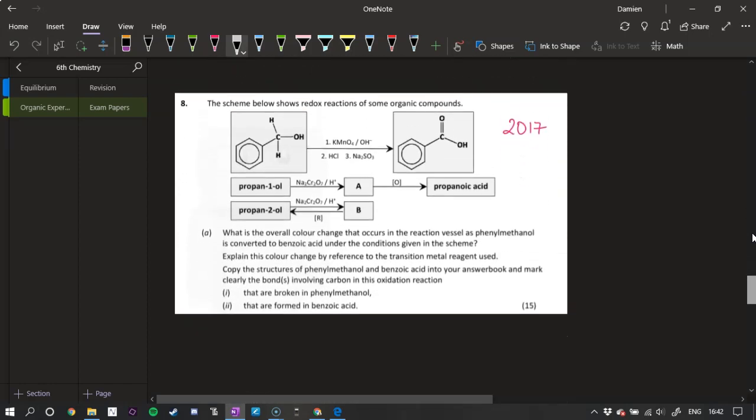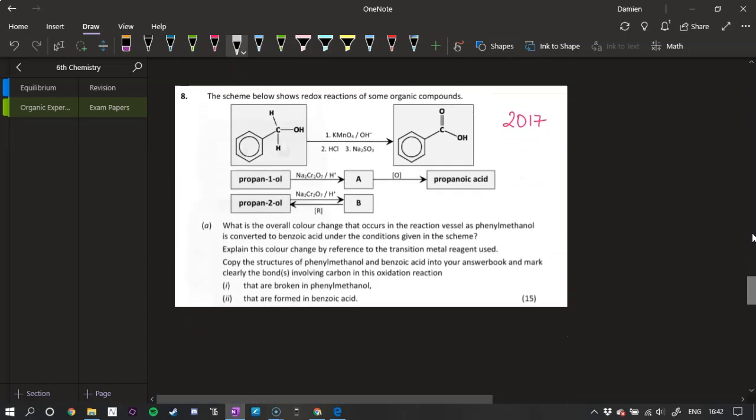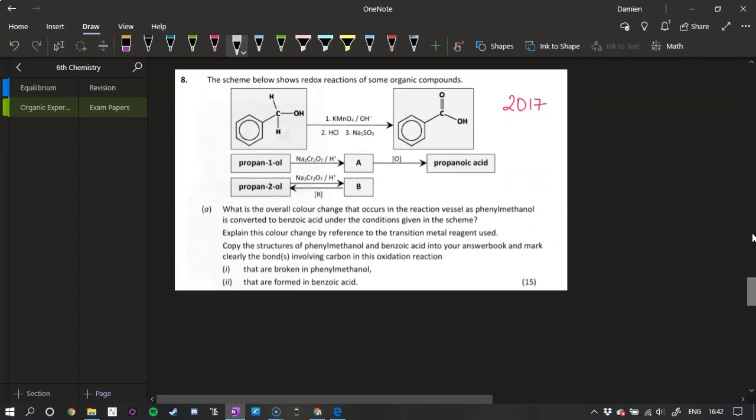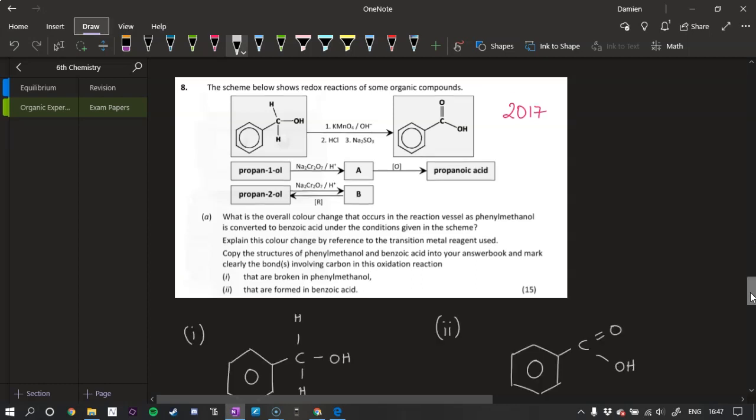Next, question 8, and we're on to 2017. The scheme below shows redox reactions of some organic compounds. Have a quick read through that question and we'll be back in 1 second. So the first part of question 8 is about the experiment, and I'll be going through that full experiment in a later video. The one I'm interested in is really the reactions for the moment. So at the moment I'm interested in this bottom part here.